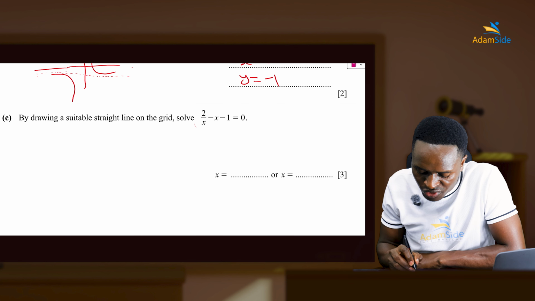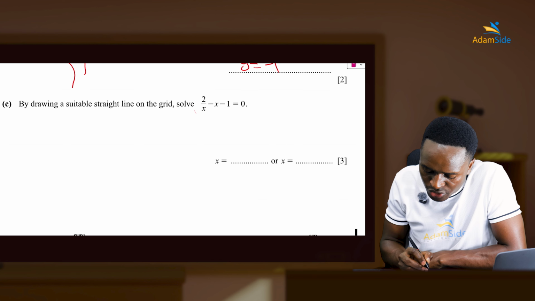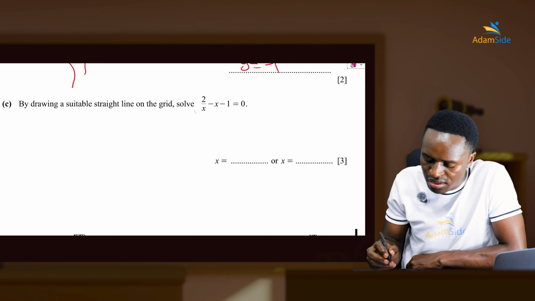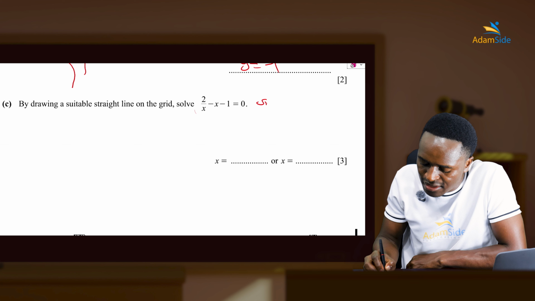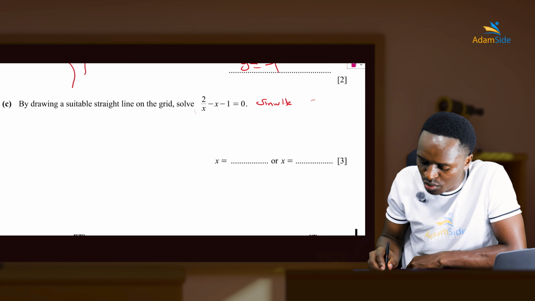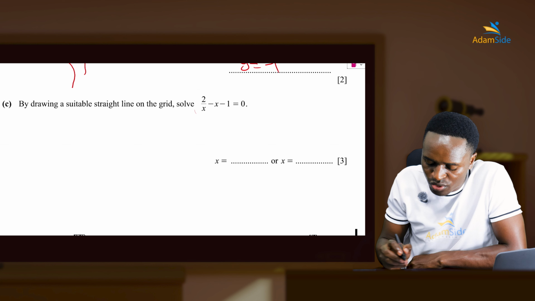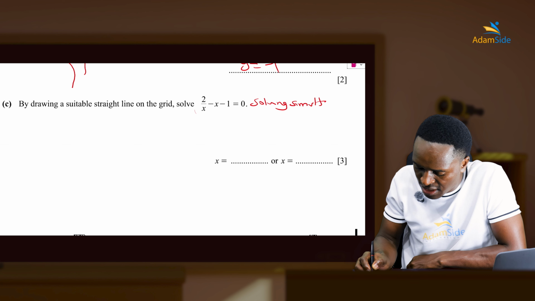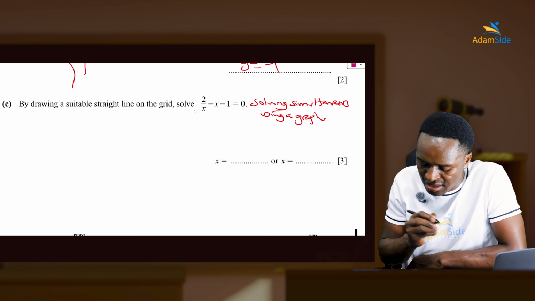By drawing a suitable straight line on the grid, solve 2 over x minus 1 is equal to 0. So this is called solving simultaneous equations by using a graph. Here we're going to use our graph to solve a simultaneous equation, in such a way that you're given a curve. So we have a curve.